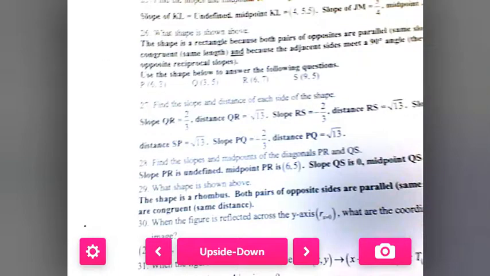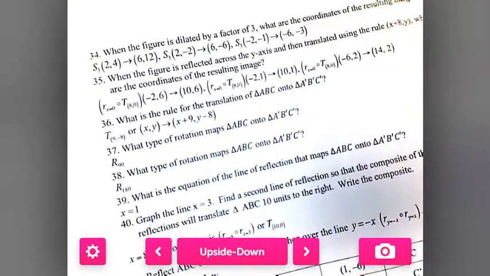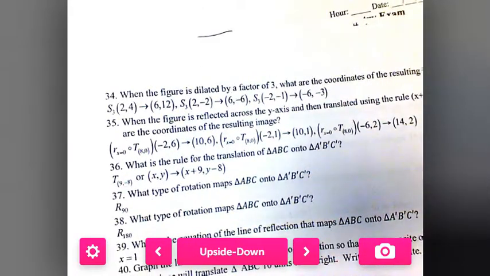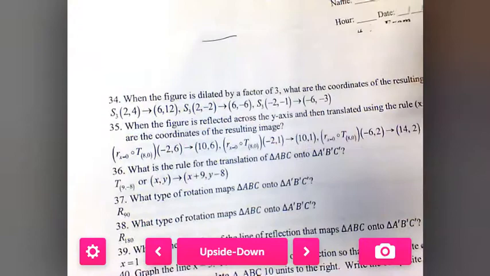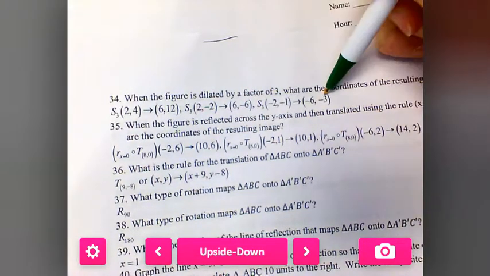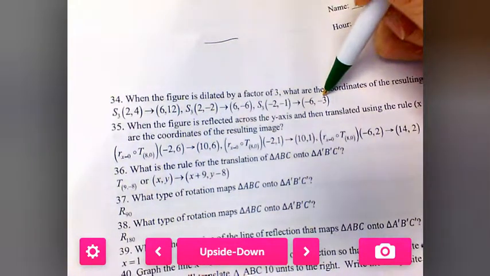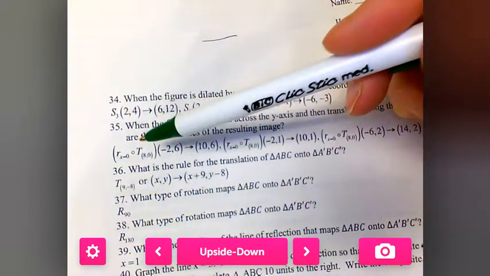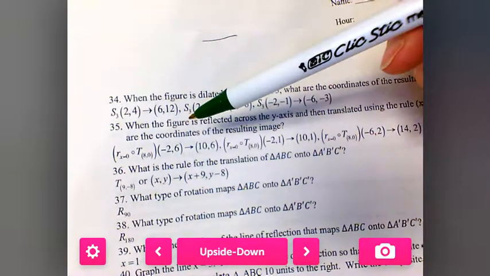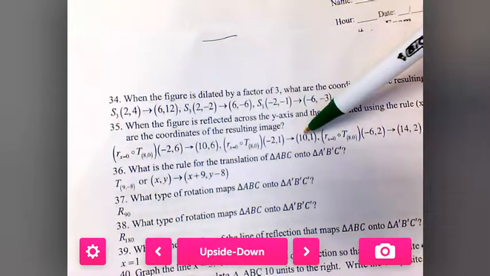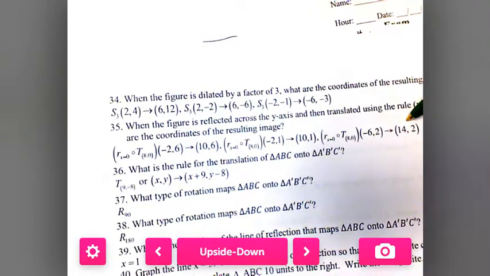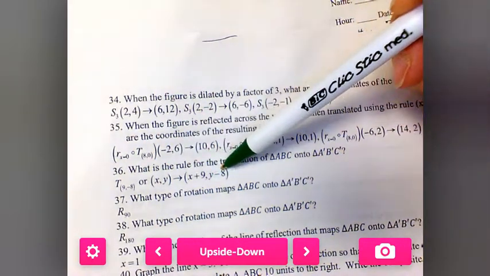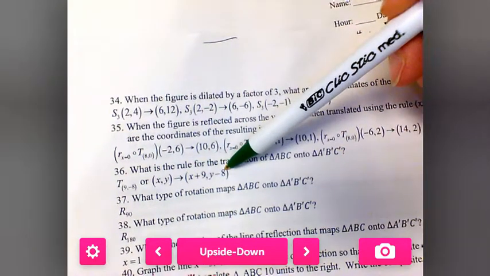Okay. 34. When it is dilated, we get 6, 12, 6, negative 6, and negative 6, negative 3. Number 35, we're doing two things. We're reflecting over 0 and translating 8 units. So our end result should be 10, 6, 10, 1, and 14, 2. What is the rule for this translation? It should be x plus 9, y minus 3, or to the right 9, down 8.